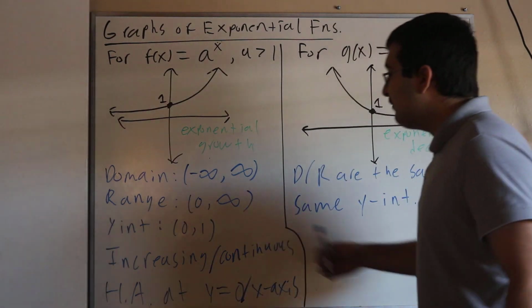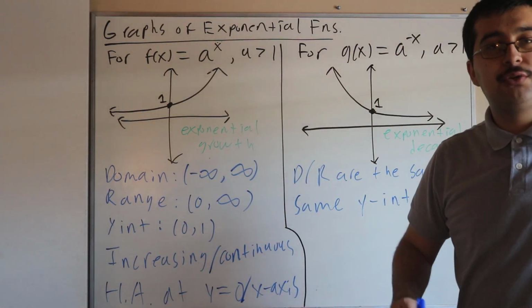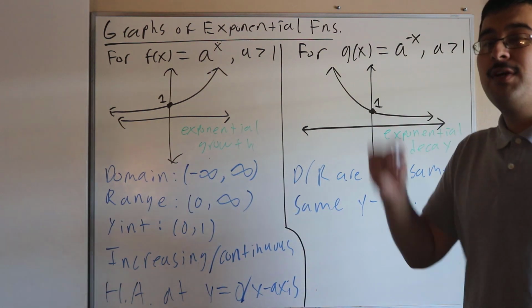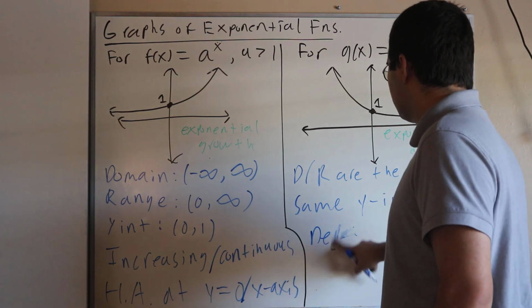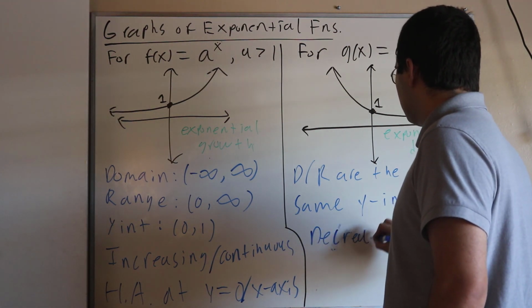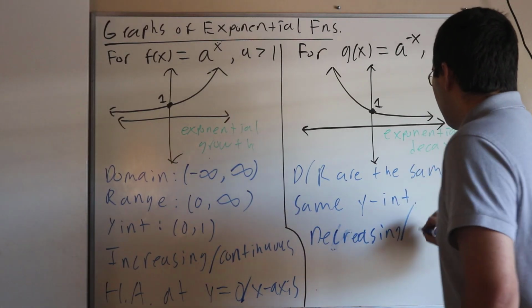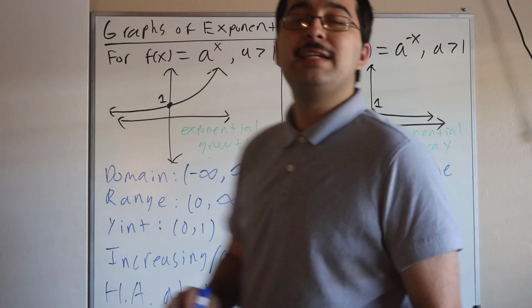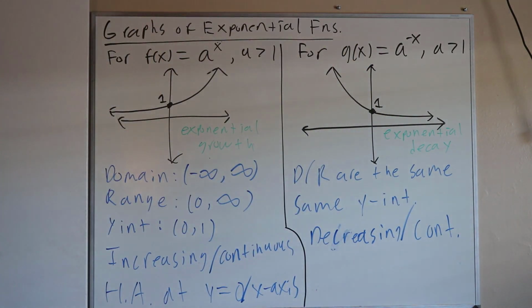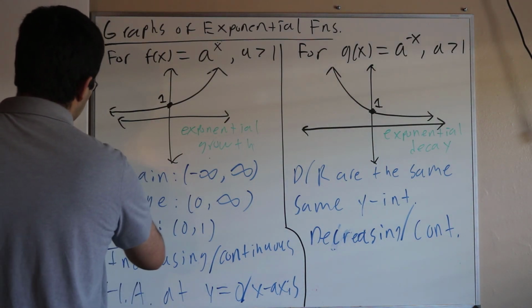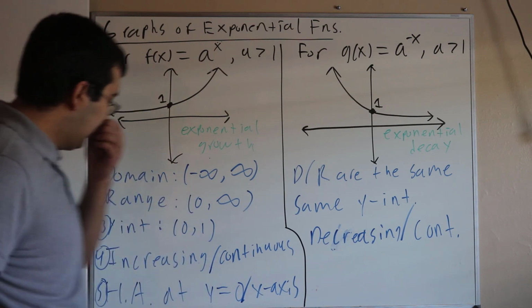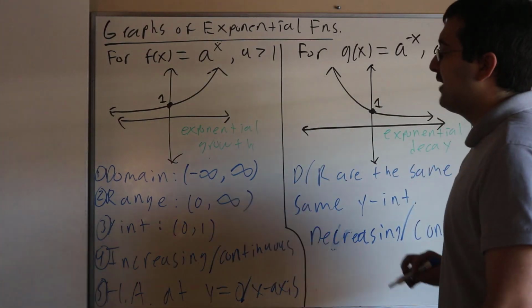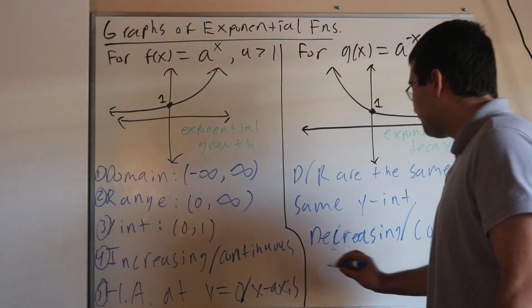Okay, now here's where it gets different, because where this is increasing, hence exponential growth, this is exponential decay, so this is a decreasing function. But it is still a continuous function. It is a decreasing continuous function. And lastly, again, it does have a horizontal asymptote. I guess I should number these, right? 1, 2, 3, 4, 5. Okay, so this also has a horizontal asymptote and has it in the same place, at the line y equals 0.